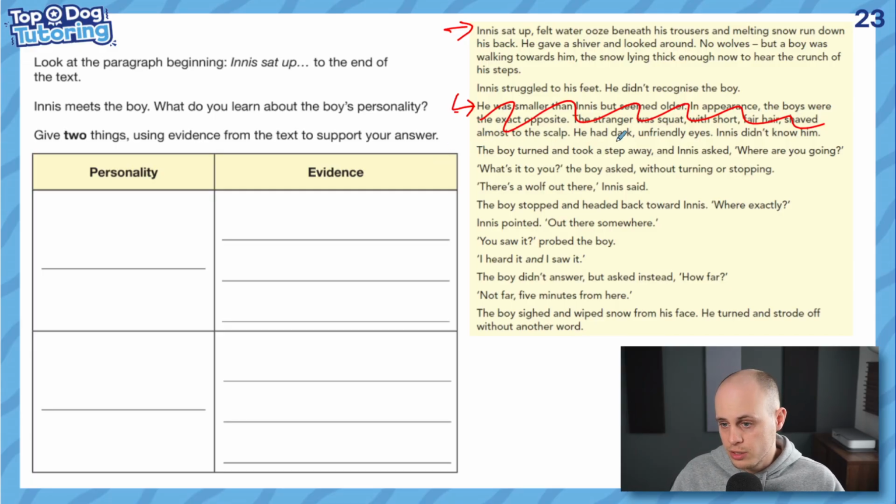The boy turned and took a step away, and Innes asked, "Where are you going?" "What's it to you?" the boy asked, without turning or stopping. "There's a wolf out there," Innes said. The boy stopped and headed back towards Innes. "Where exactly?" Innes pointed. "Out there somewhere." "You saw it?" probed the boy. "I heard it and I saw it." The boy didn't answer, but asked instead, "How far?" "Not far, 5 minutes from here." The boy sighed and wiped snow from his face. He turned and strode off without another word.